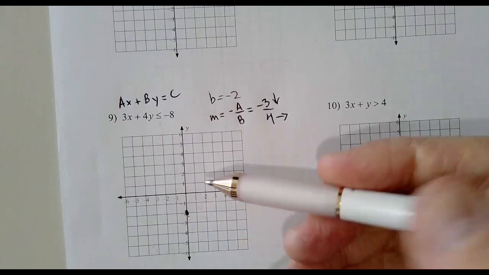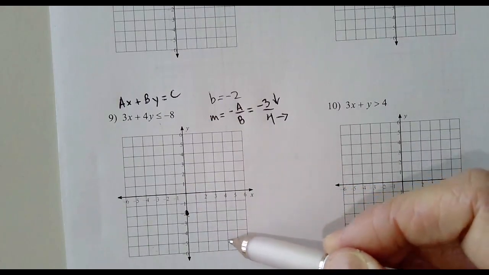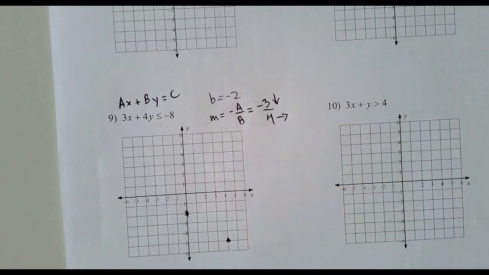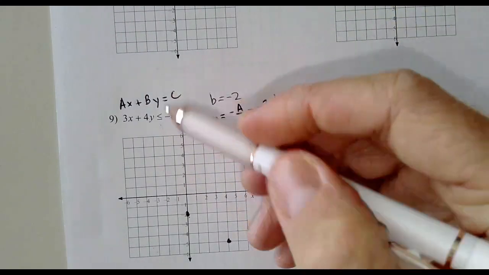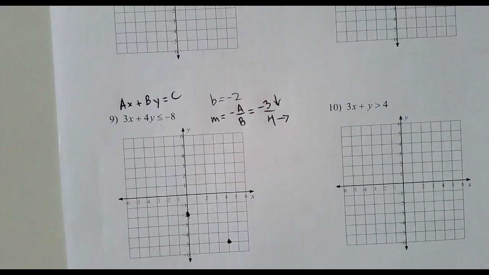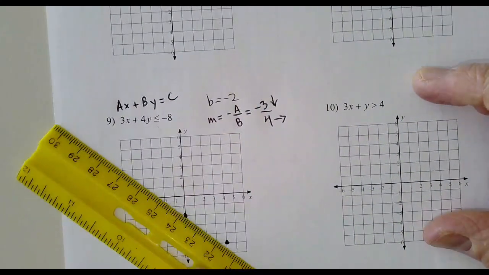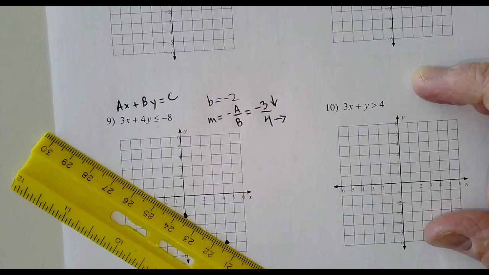And then we determine whether or not it's going to be dashed or solid. Is it going to be solid or dashed? Solid, because we have a bar underneath here. If we have the bar underneath the inequality sign, the equal to part, it's going to be a solid line.